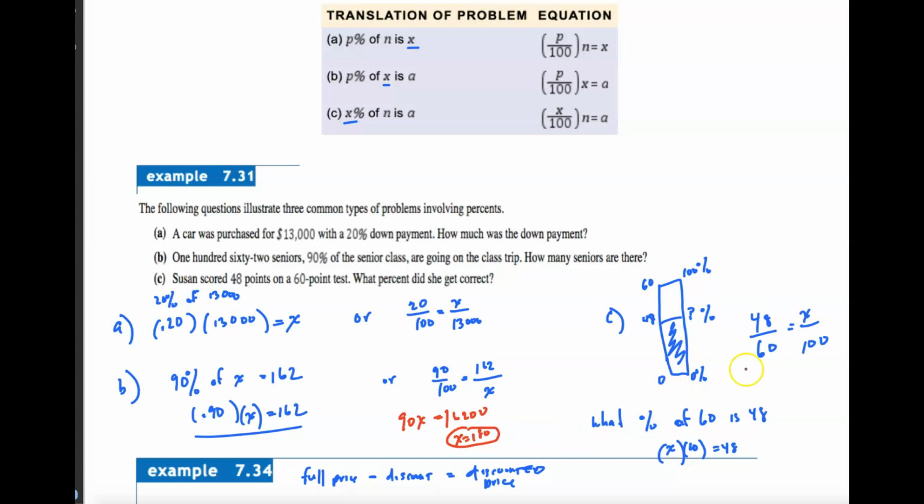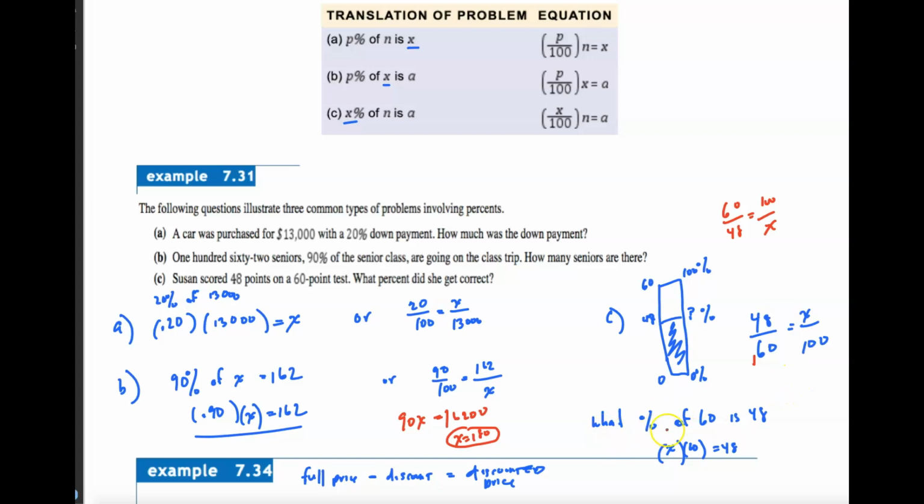Over here, part C: Susan scored 48 out of 60, so you can say 48 out of 60 is how much out of 100%? Out of the whole amount, what percent? That's what we have here, setting up this proportion approach. 60 is 100, 48 is what percent. You could also say 60 over 48 equals 100 over x, and then solve and get the same answer.